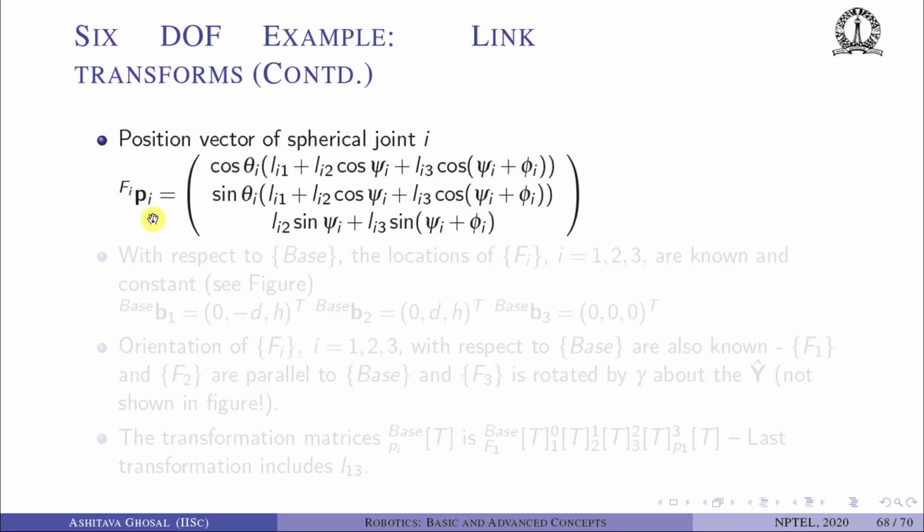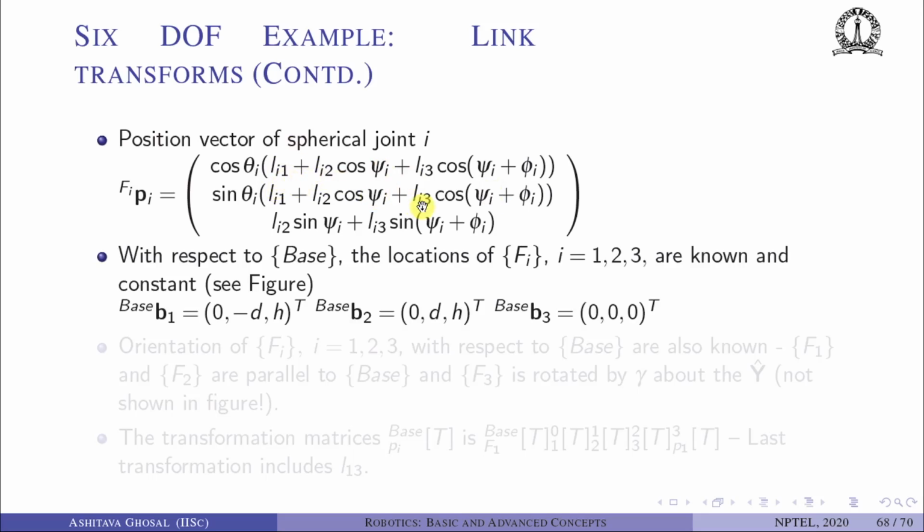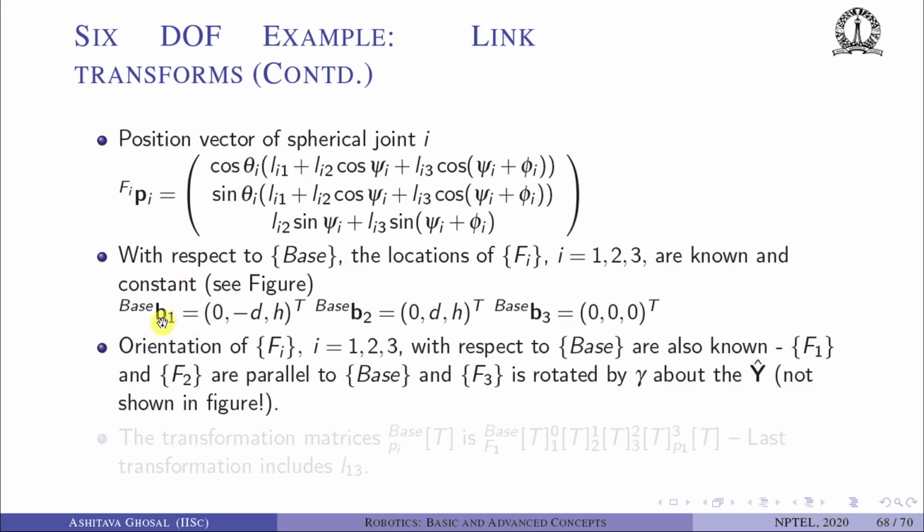So for each one of these fingers, we can locate the position of the contact point with the object in terms of theta, psi, and phi, and the link lengths, the L's. Okay, so with respect to a base, first thing is we need to find the coordinates of the starting point of the fingers with respect to the base, so that is known. And so we can find out that the base with respect to the first finger is 0 minus dh, 0, dh, and 0 0 0. Is that correct? Yes. You can go back and check the figure.